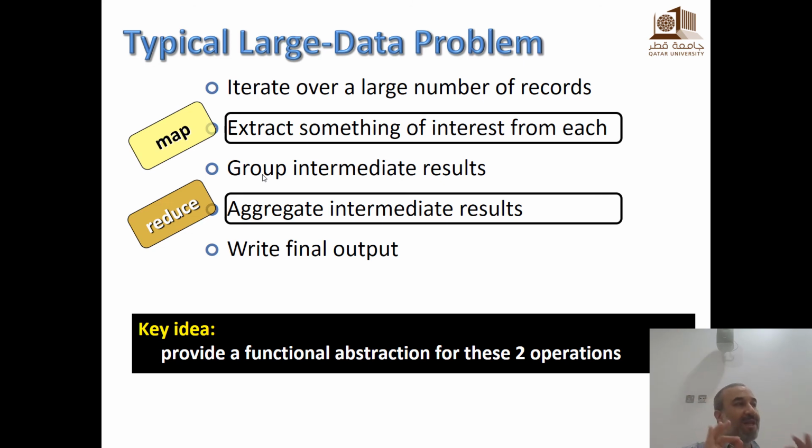So all of what you need for now, okay, we'll add some more details later in this lecture, but for now, the minimum that the programmer will have to provide is these two functions. The map function that will take one record only and produce something of interest of it, and the reduce function that will aggregate some of the intermediate results to produce some part of the final output.